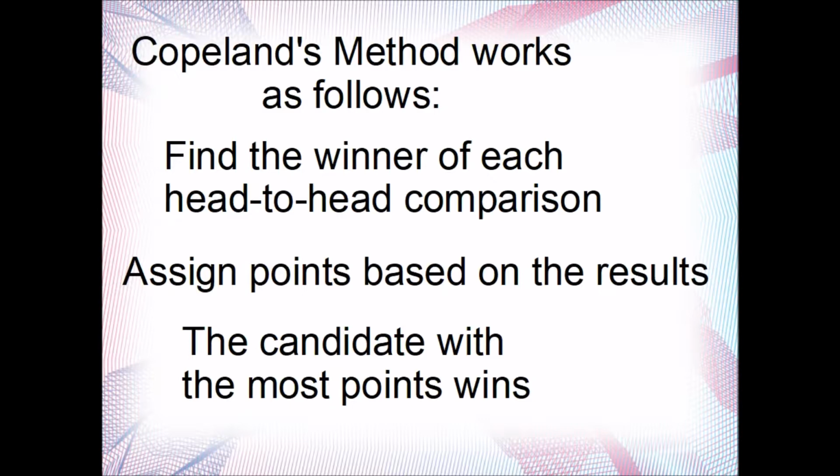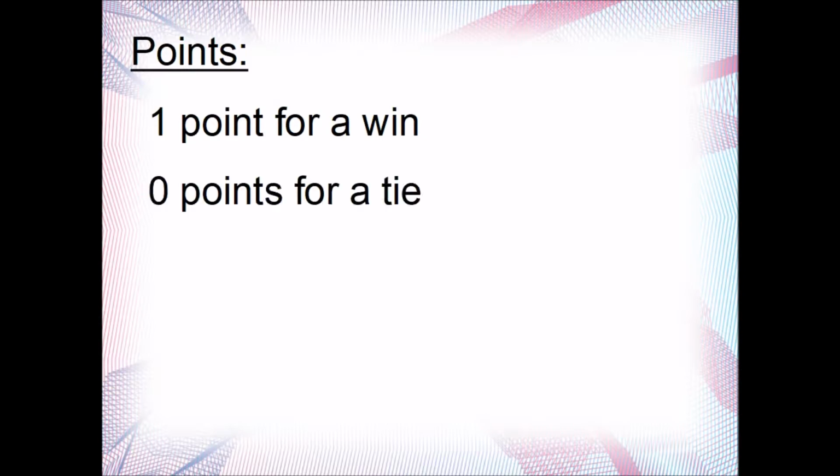an election. So if you're comfortable finding the Condorcet winner of an election, this method will be pretty easy for you. So here's how we assign the points. The candidate will get 1 point for a win, 0 points for a tie, and -1 points for a loss.